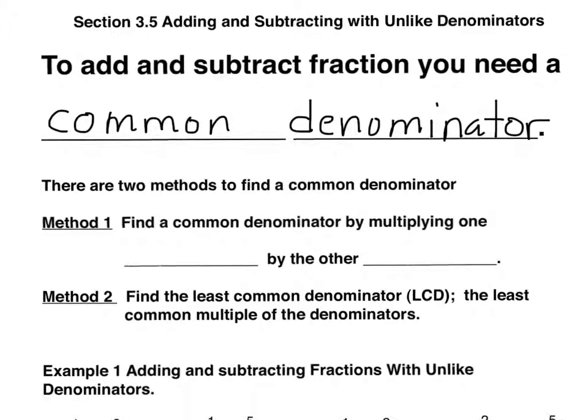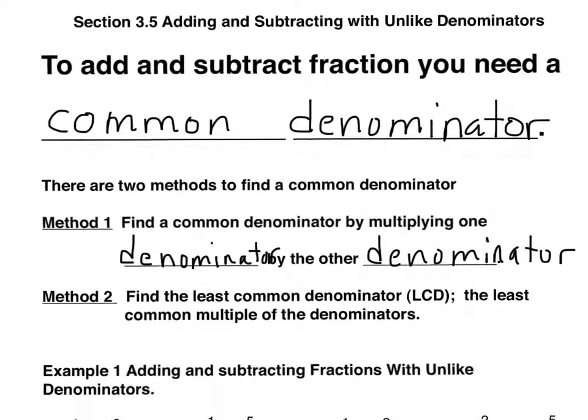Method 1, find a common denominator by multiplying one denominator by the other denominator. Step 2, find the least common denominator or the least common multiple of the denominators. Okay, so let's move on. In this video, we're going to just focus on using method 1.